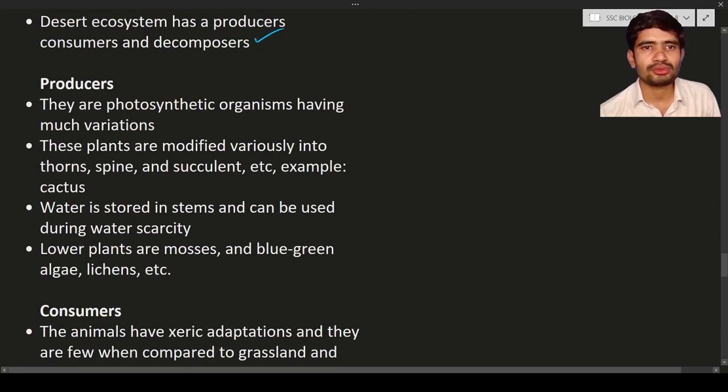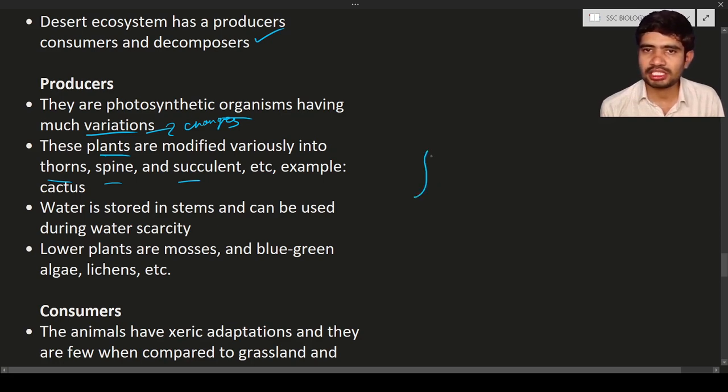So coming to the producers of the desert, they are photosynthetic organisms. They are photosynthetic organisms means what? In the desert also there are some green plants. They are going to perform photosynthesis, and they have many variations. Variations mean the changes. So these plants are modified variously into thorns, spines, succulent, etc. It means the green plants present in the desert have some kind of modification.